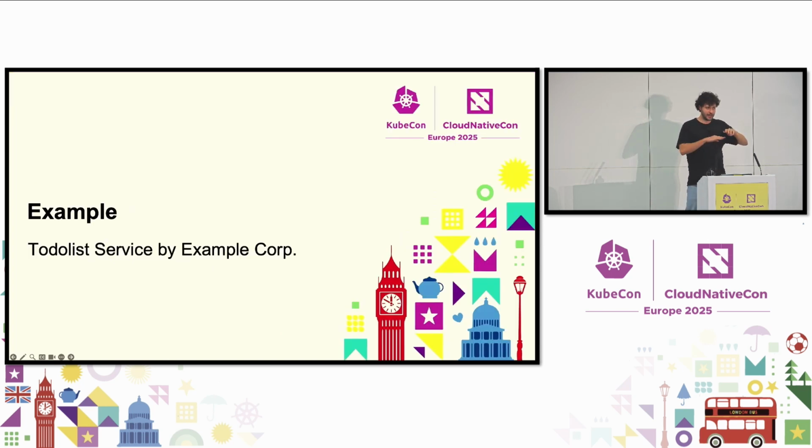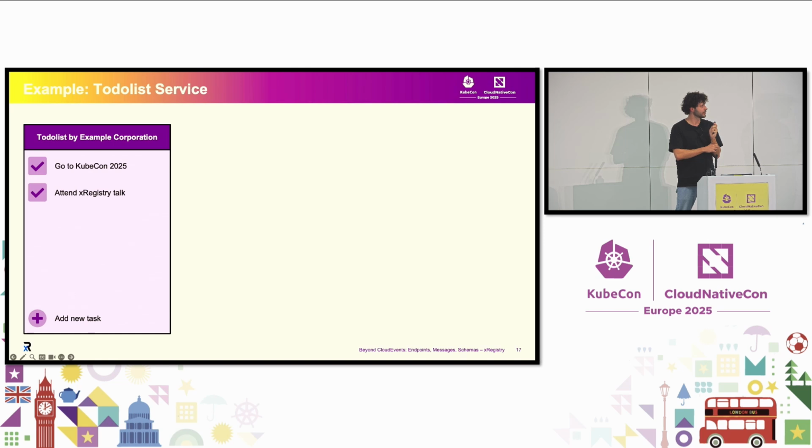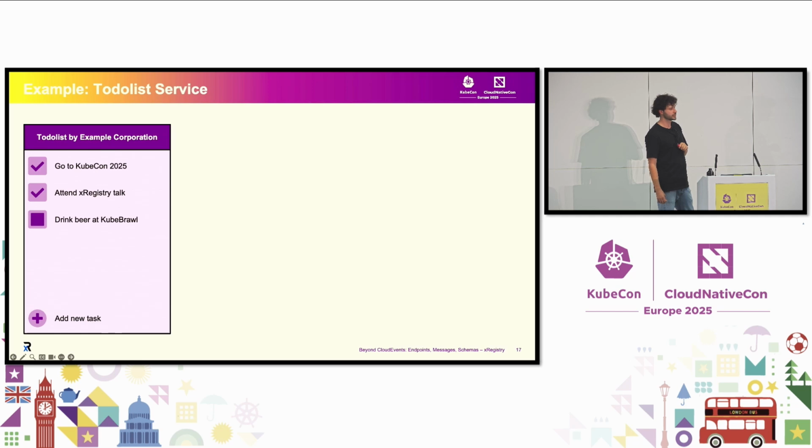Going from this abstract layer down to a very concrete example. We have a to-do list service by an example corporation. And on that to-do list, we have 2 tasks already. You want to attend KubeCon 2025? You are here. That is a success. You want to attend the XRegistry talk? We have done that as well. Now we want to add a new task, and that is drink beer at KubeCrawl. I learned it's called KubeCrawl.